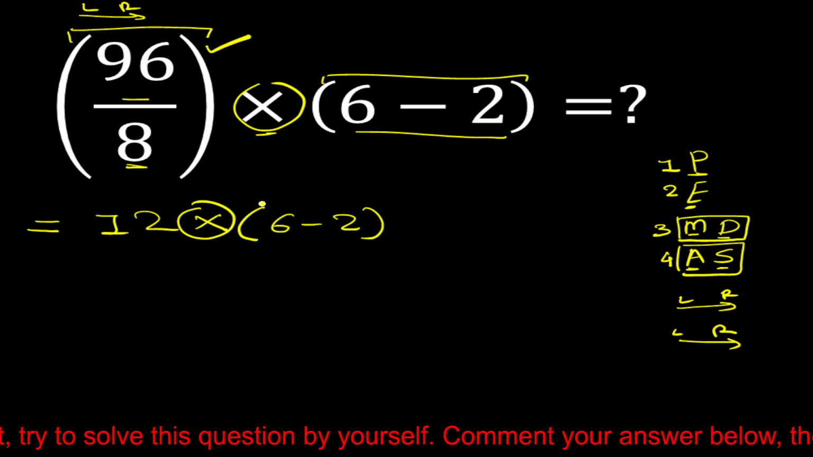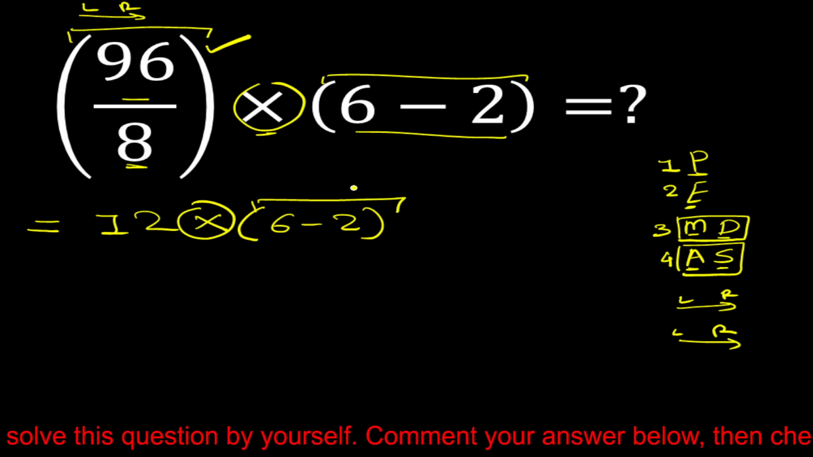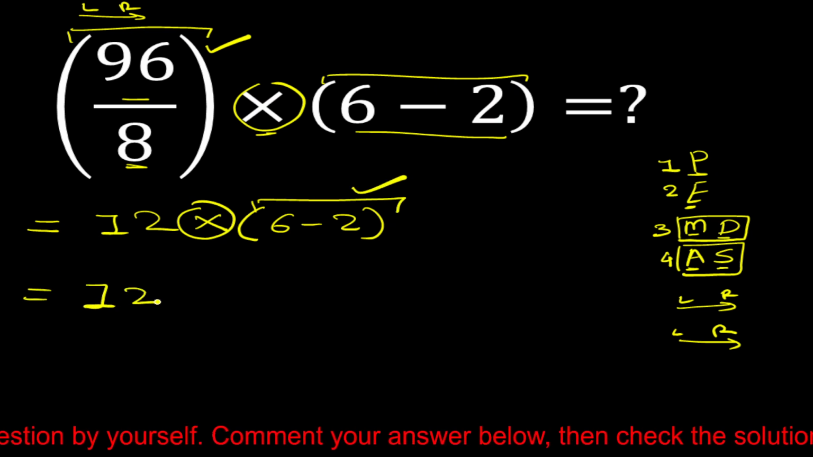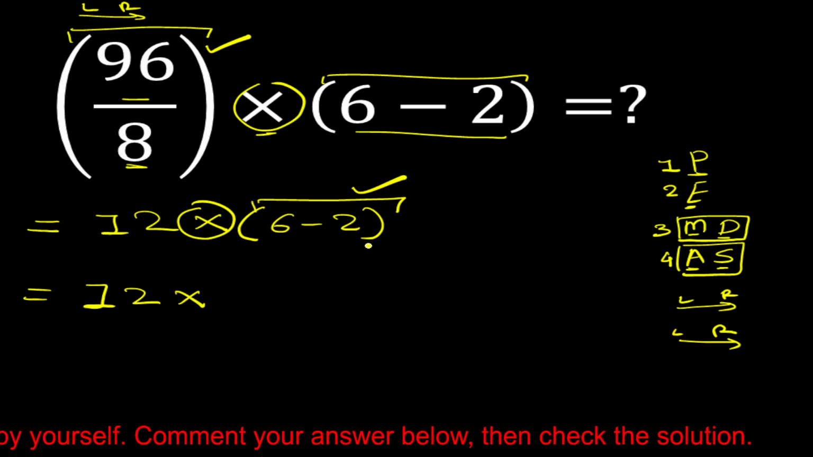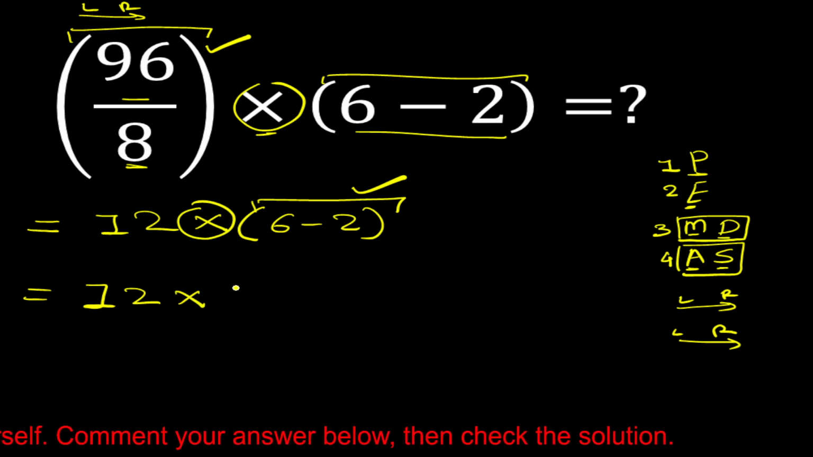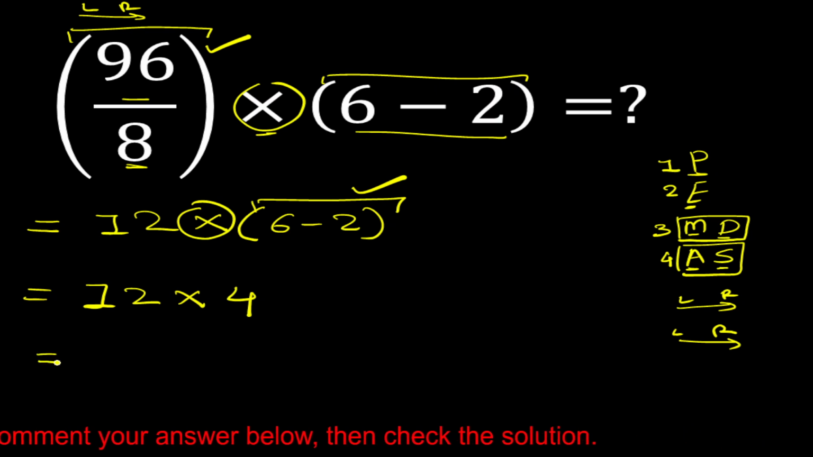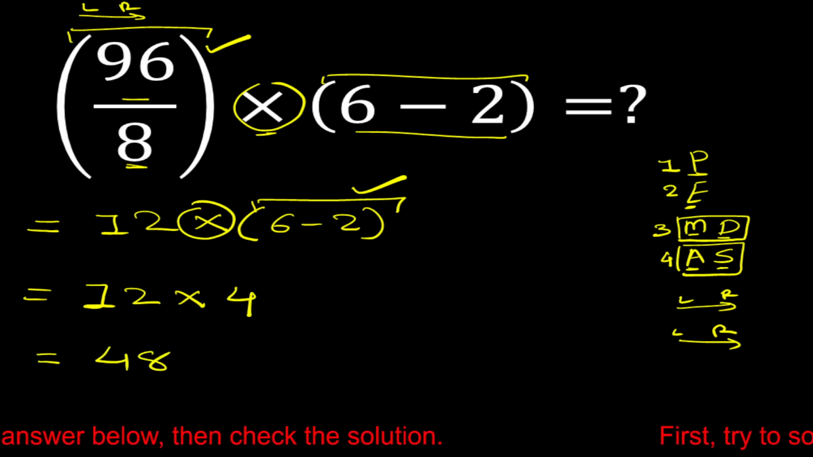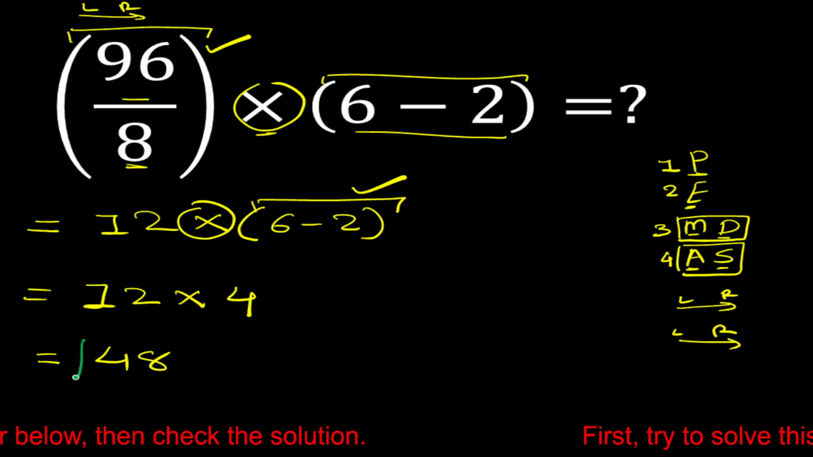Now here we have one multiplication and one parenthesis. So first we have to solve this parenthesis. So it is equal to 12 multiply, now 6 minus 2 is equal to 4. So 12 multiply 4 is equal to 48. So the correct answer is 48.